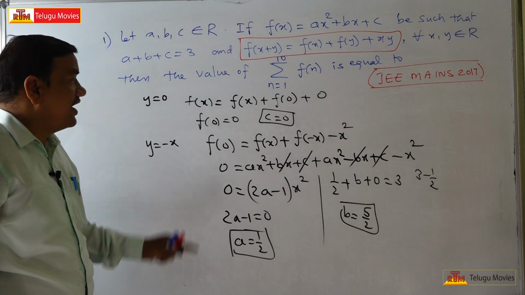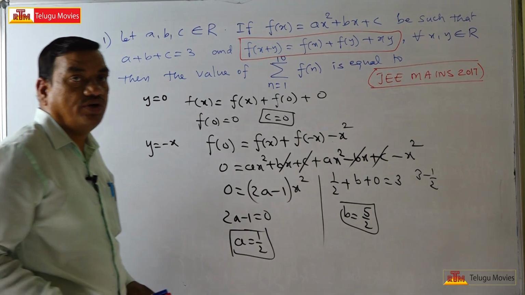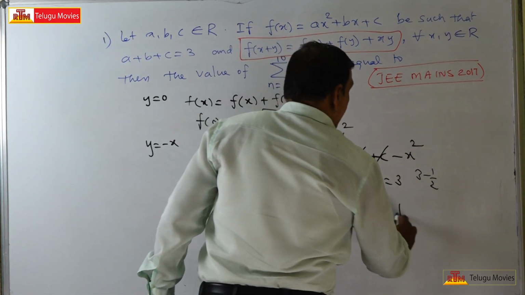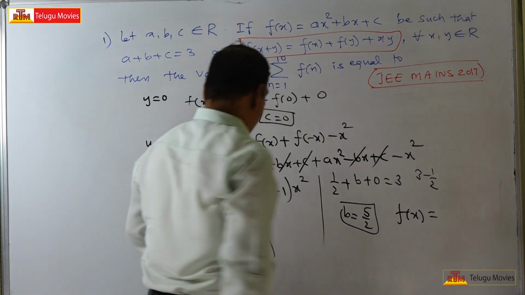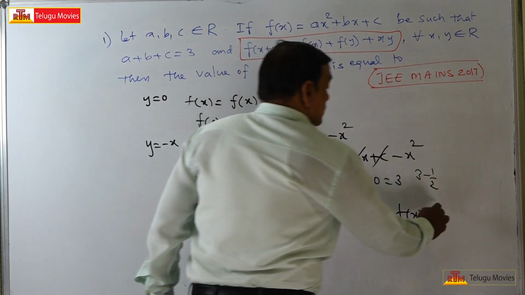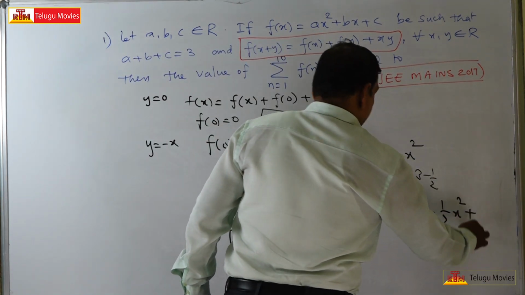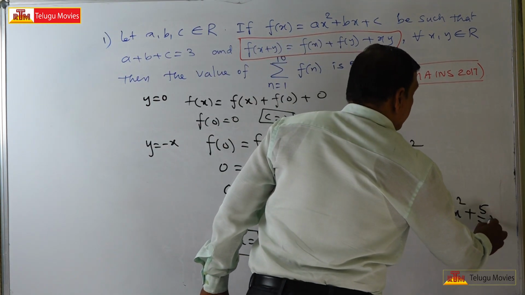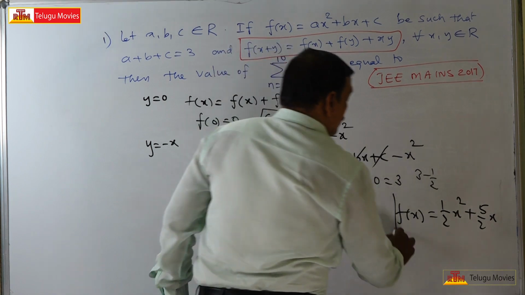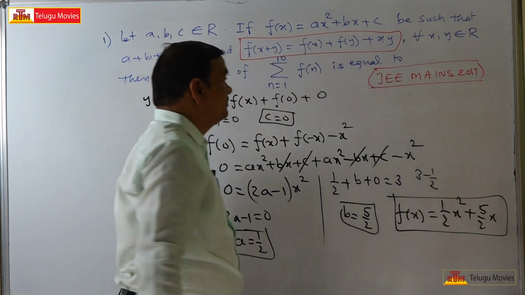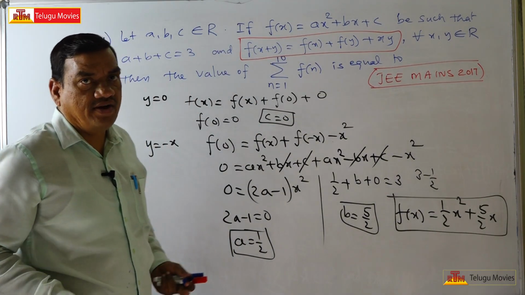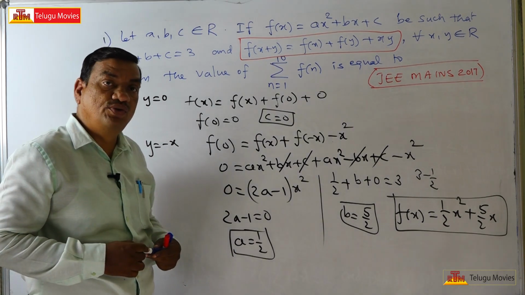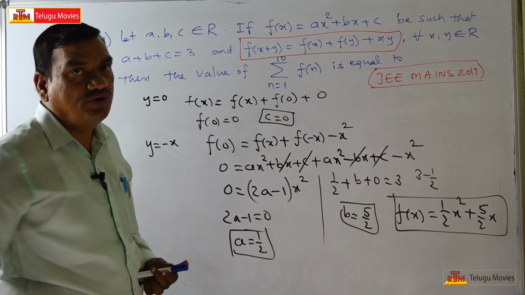So we know a value, we know b value, we know c value. So ultimately what is your function? f of x is equal to ax square, that is 1 by 2 x square, plus bx, b means 5 by 2 x. c value is 0. So this is your function. He is asking f of n. f of n means in place of x put n. Okay? So let us continue the solution.